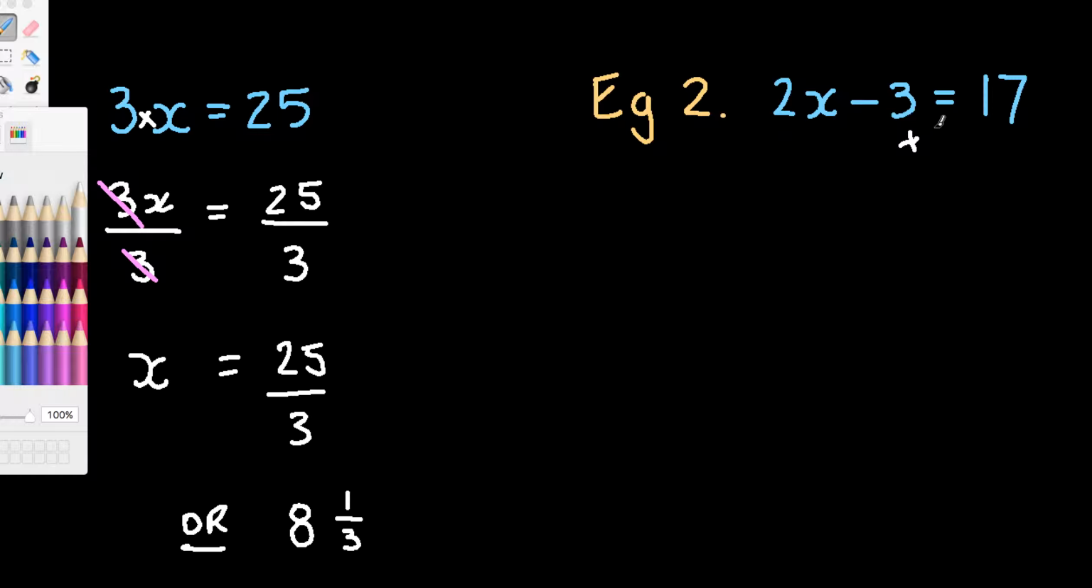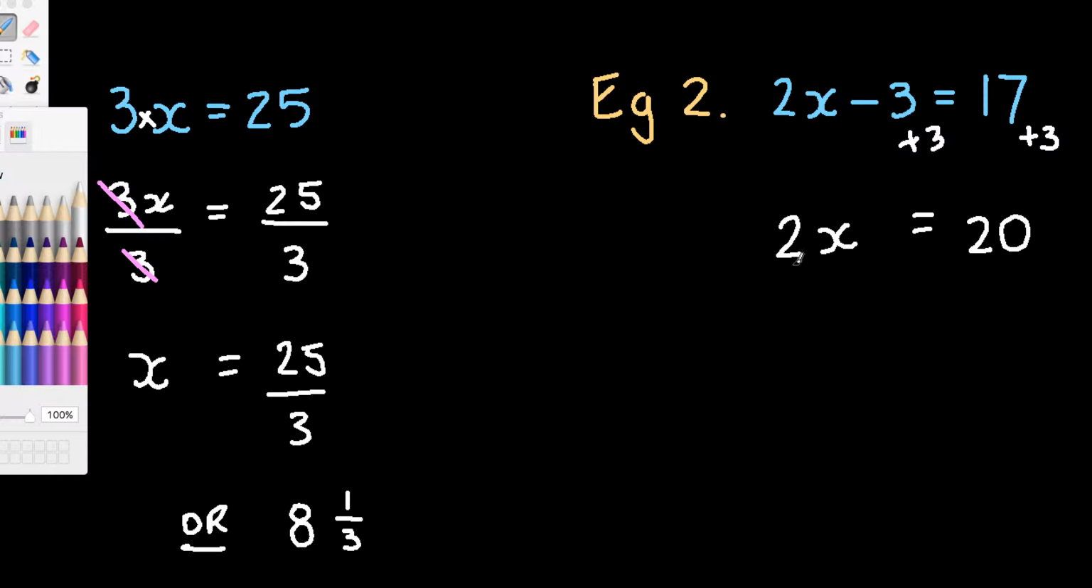So this is take away 3. I'm going to do the opposite of taking away 3. I'm going to add 3. On this side, that means this bit now is gone. Taking away 3, then adding 3 cancels out. 17 plus 3 is 20. And now in my new sentence, these two are equivalent. This one and this one are equivalent, because I did the same thing to both sides.